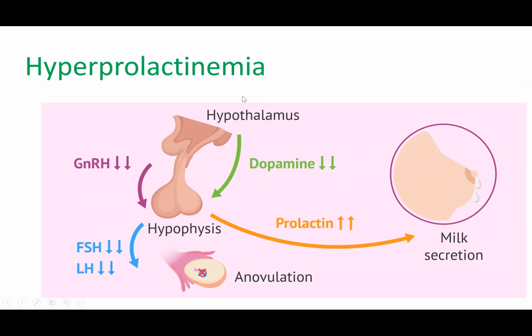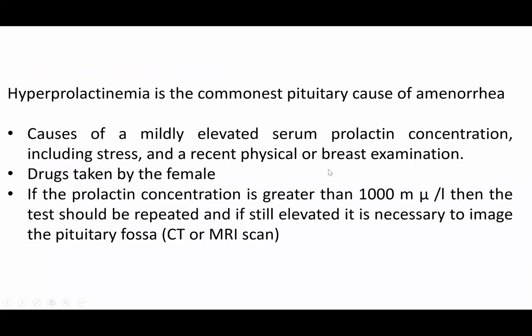The second pituitary cause of secondary amenorrhea is hyperprolactinemia. Of course, not all patients will have visible galactorrhea. The prolactin level may be high without galactorrhea. There will be an elevation in the serum prolactin, sometimes due to stress, sometimes due to a recent physical or breast examination. It could be due to drugs taken by the ladies, such as carbamazepine or metoclopramide. However, it may be several hundreds. If it's over 1,000, we will think of tumors.